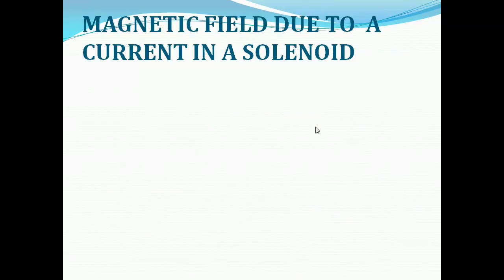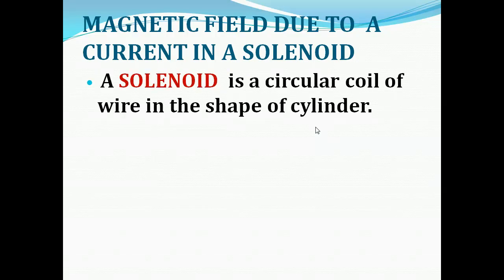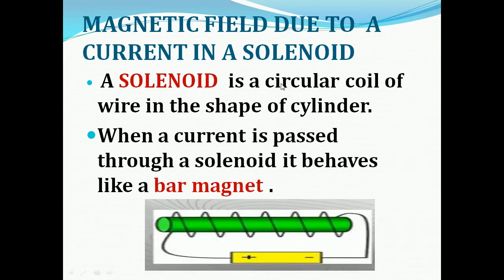Now, magnetic field due to a current in a solenoid. This is also a very important 3-mark question. Listen carefully. So, what is meant by solenoid? A solenoid is a circular coil of wire in the shape of a cylinder. It is a coil of many circular turns of insulated copper wire, wrapped in the shape of a cylinder.